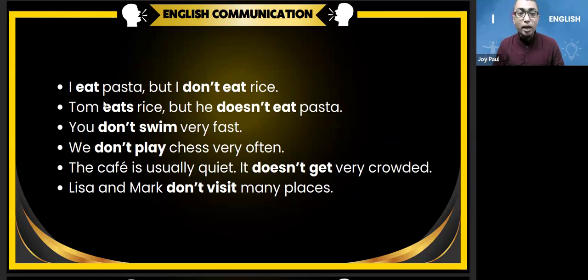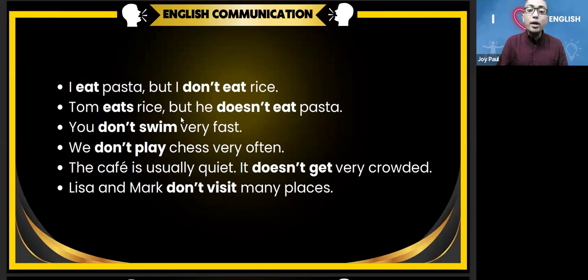Next. Tom eats. Why we write "eats" here is very important, because Tom is a third person singular number. Say third person. Good. Third person singular number. Tom eats rice, but he doesn't. He does not eat. Why? Because when you convey your message in negative sentences, you cannot say he don't. So you have to say he doesn't, because as you know, in third person singular number, you have to use an s or es. So he doesn't eat pasta.